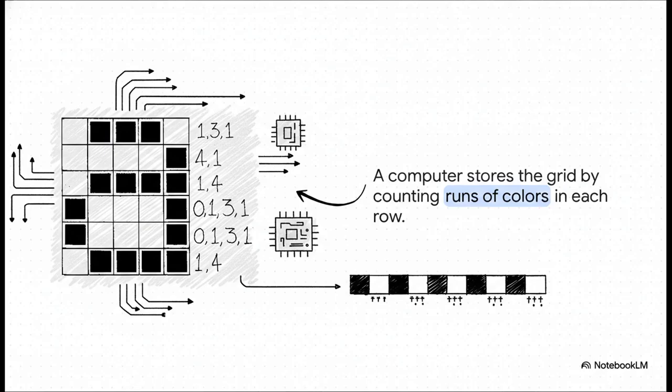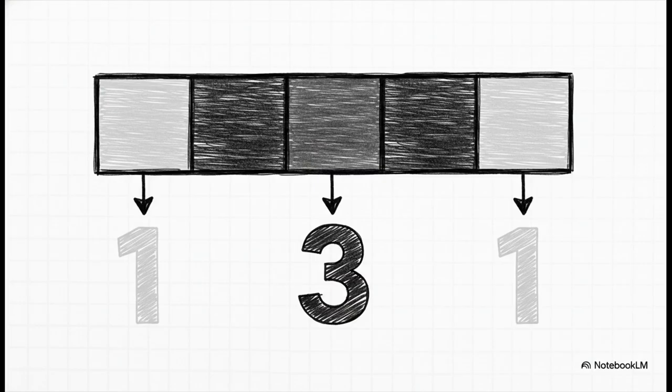Instead of noting every single dot, they just count the runs of color. You know, how many white dots are in a row, then how many black dots, and so on. So for that first row, the code is just 1, 3, 1. That's it. It just means 1 white pixel, then 3 black pixels, then 1 more white pixel. That's all the info you need. This technique has a name. It's called run-length encoding, and it is a super efficient way to describe a picture.